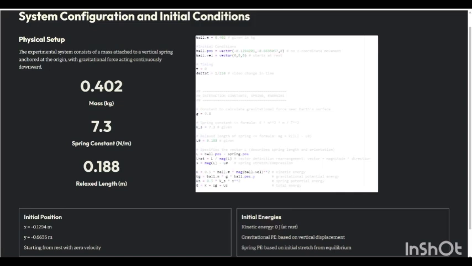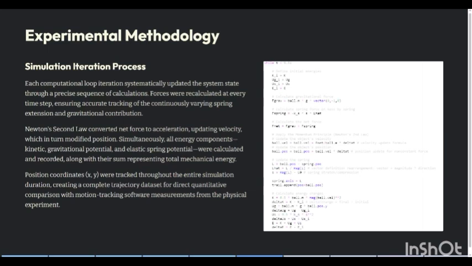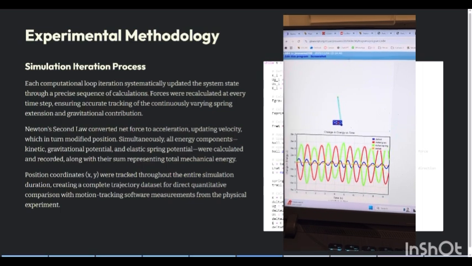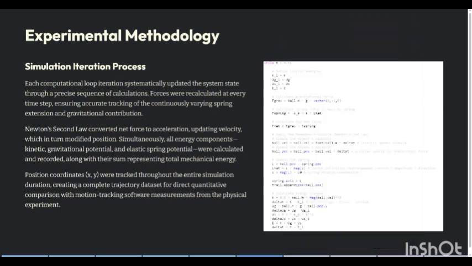providing the starting point for updating motion and energy throughout the simulation. For the details of the experiment in the simulation, each loop iteration updated the mass spring system's motion and energy. Gravitational and spring forces were recalculated at every step, and Newton's second law was used to update velocity, which in turn updated position.